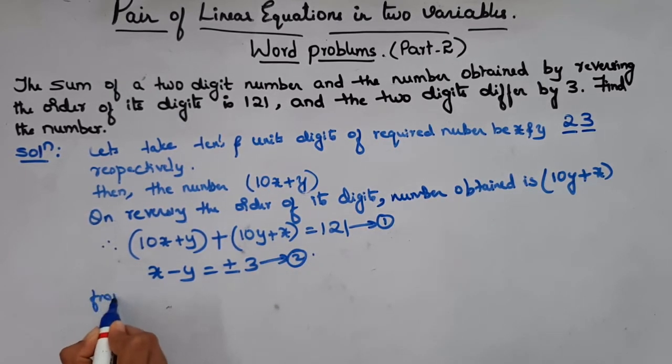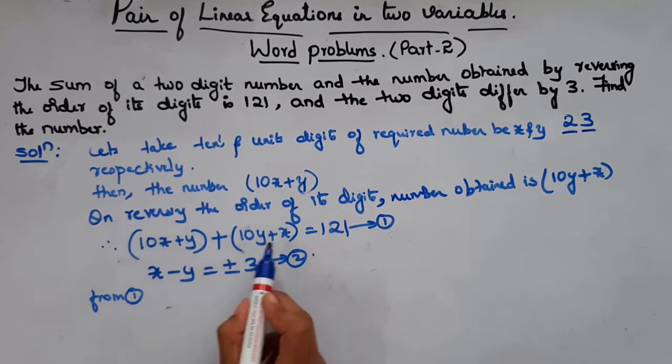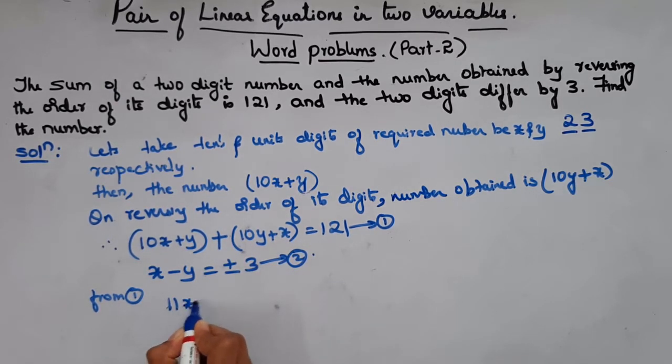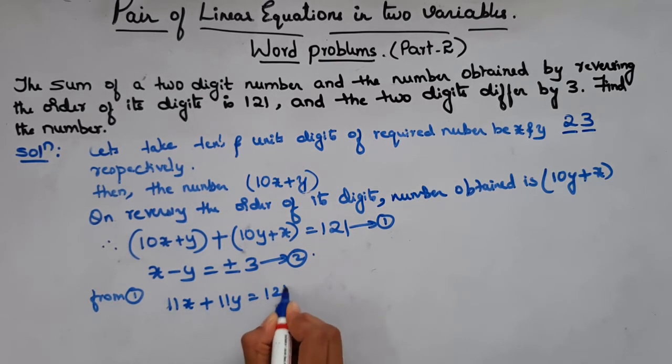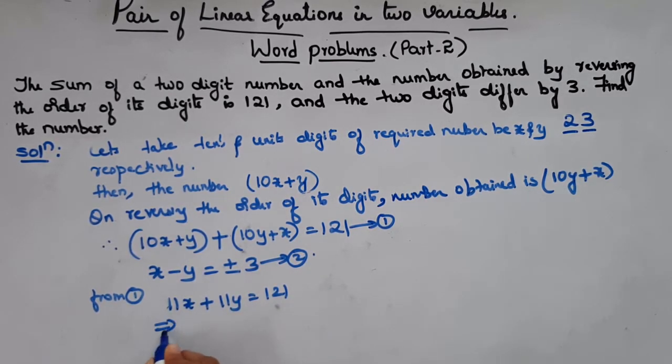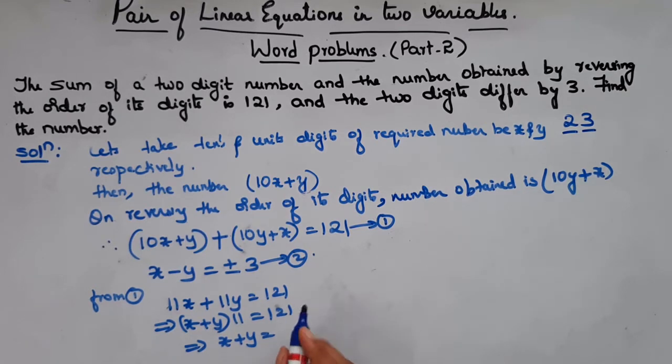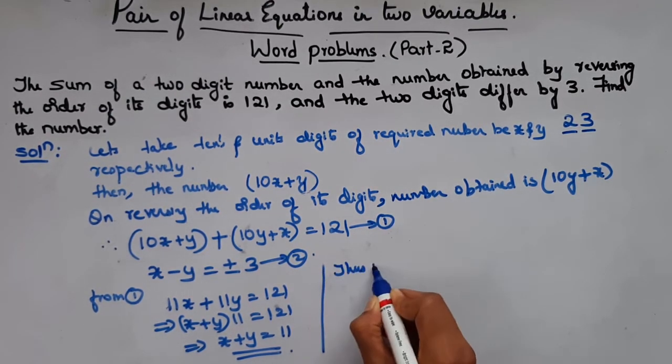So from 1, 10x plus 1x is 11x, plus 1y plus 10y is 11y, which is equal to 121, right? Which implies (x plus y) into 11 is equal to 121, which implies x plus y is equal to 121 by 11. So 11 elevens are 121. So x plus y is 11. Let me continue here.